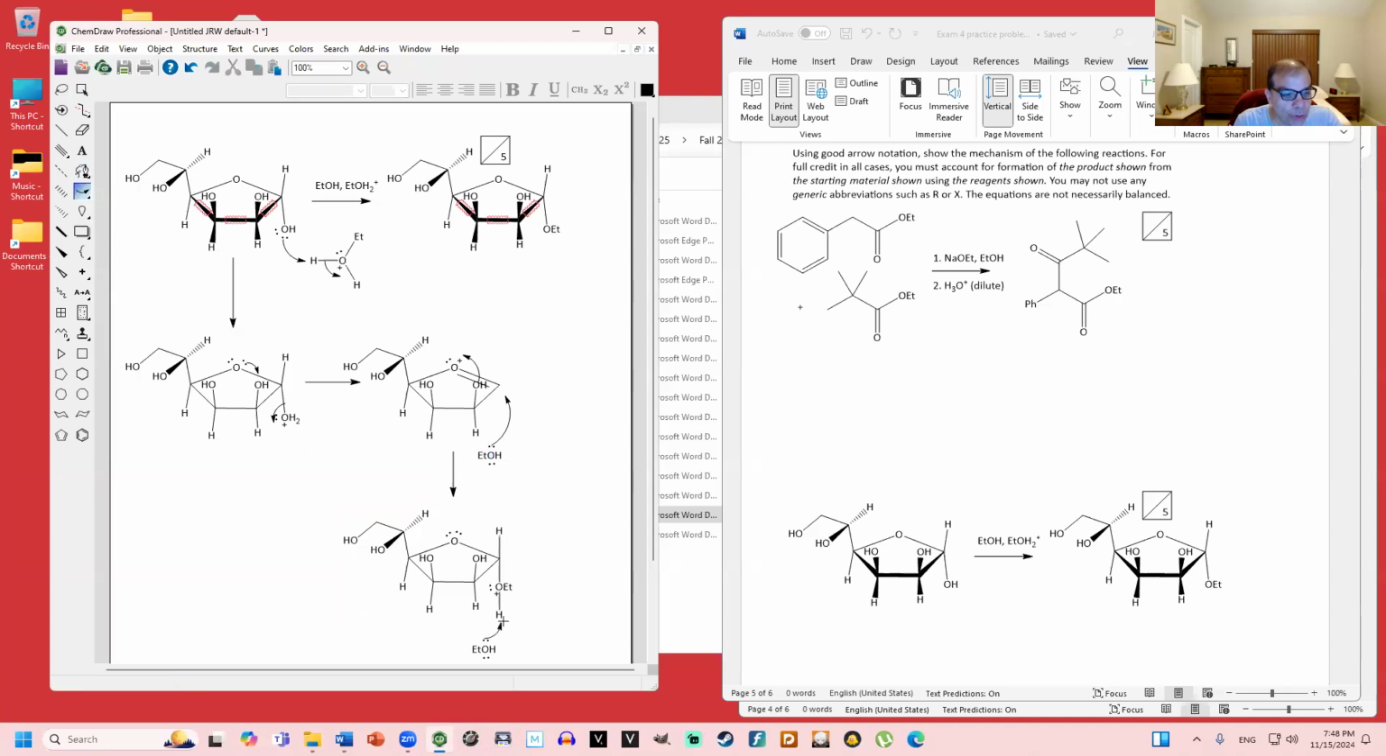So the ethanol will pull off that proton, move the electrons back onto the oxygen with the plus charge to get rid of the plus charge, and then we're done. At that point, you have the product. So we did that mechanism today in class. That's formation of a glycoside, in this case, an ethyl glycoside.